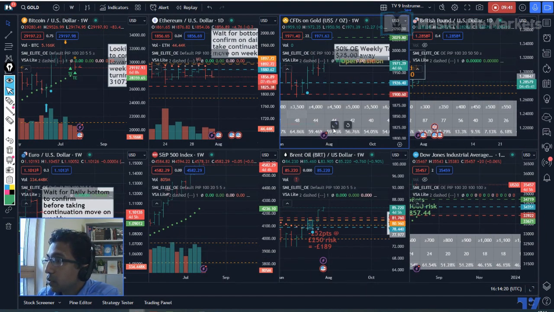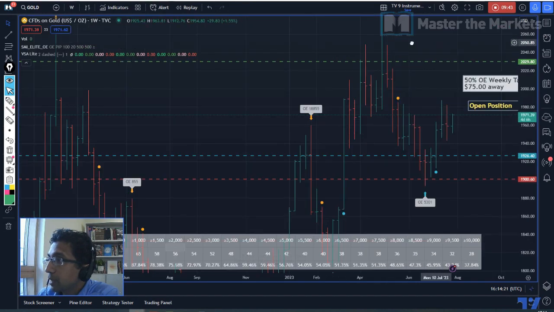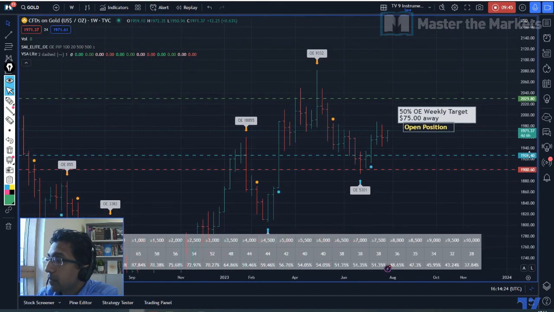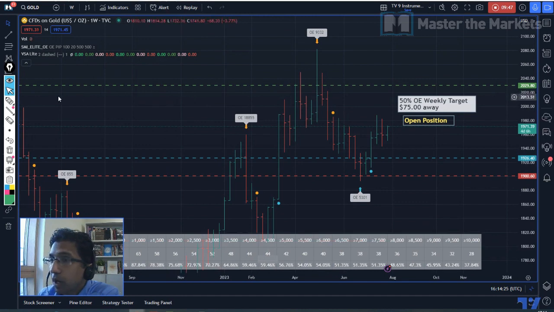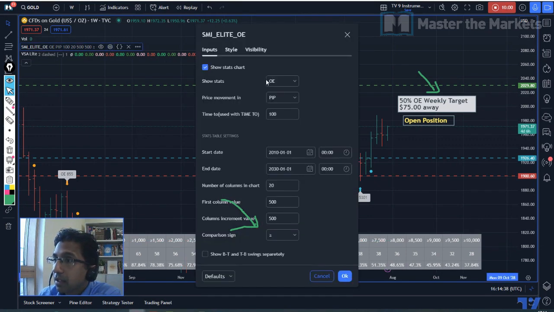Now, just a quick thing I wanted to mention about the gold trade. We have put the target at 2029. Why is that? Because that is a 50% open equity weekly target. And where do I get that number from? I look at my OE stats table, which I can get from my SMI Elite OE indicator here. I take out the stats, and then I can put OE here. I can look at other things as well.